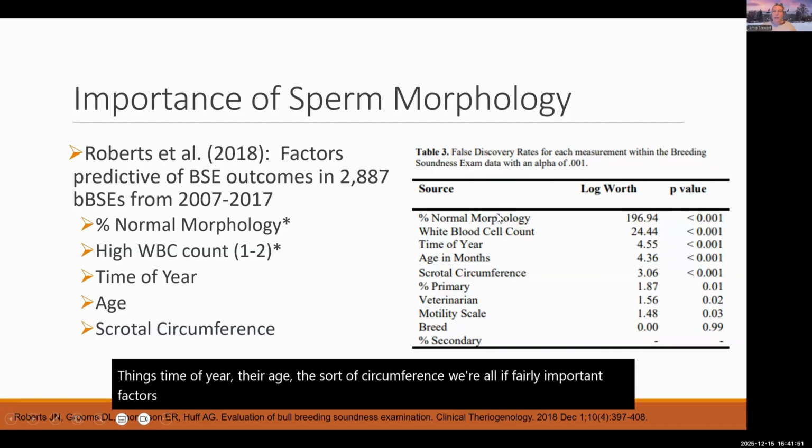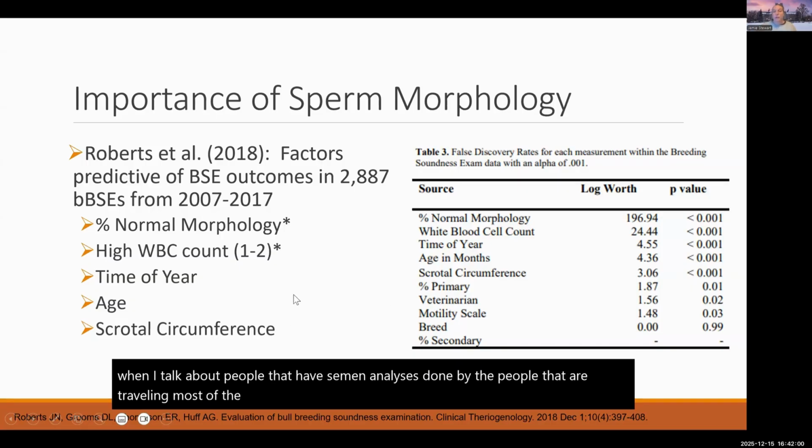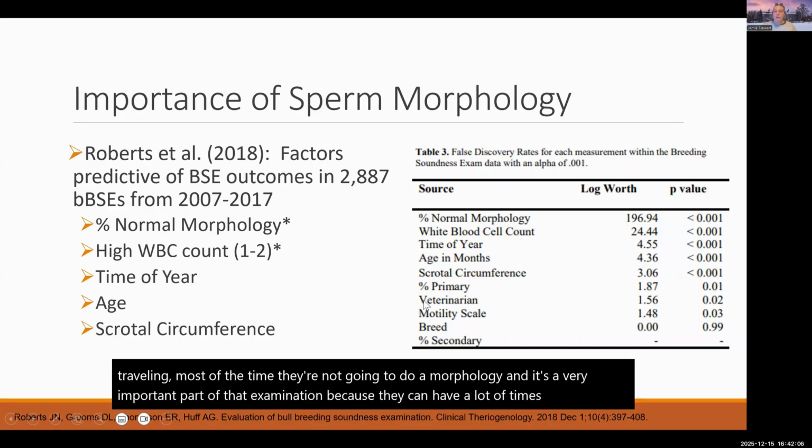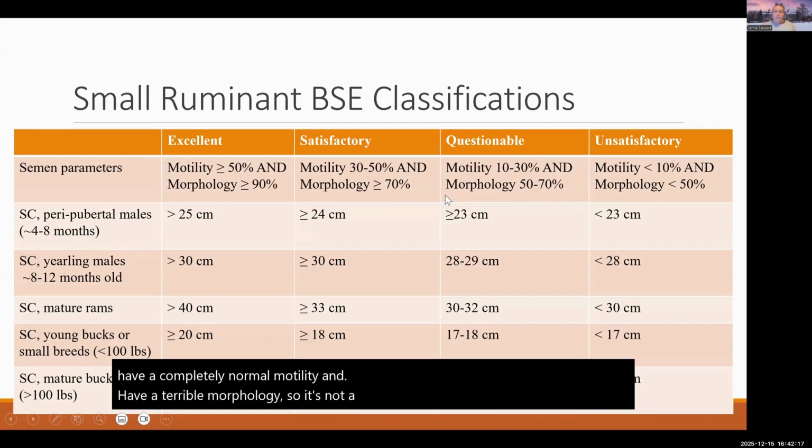But this just highlights that having that morphology exam done matters. When I talk about people that have semen analyses done by people that are traveling, most of the time they're not going to do a morphology. And it's a very important part of that examination. You can see over here that motility is really low in importance, because they can have a completely normal motility and have a terrible morphology. So it's not a ruling out factor.